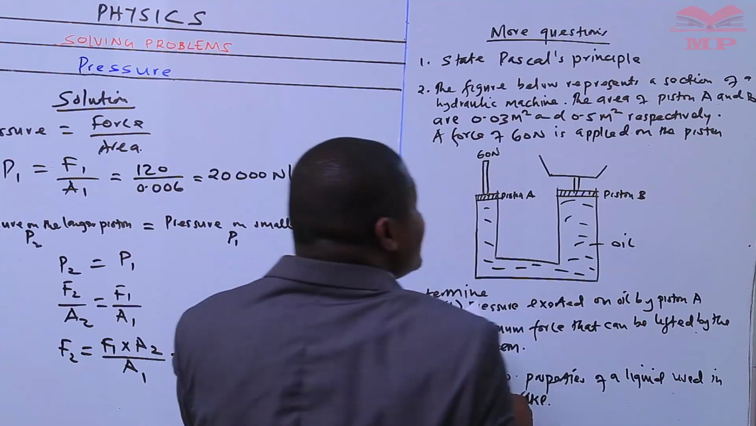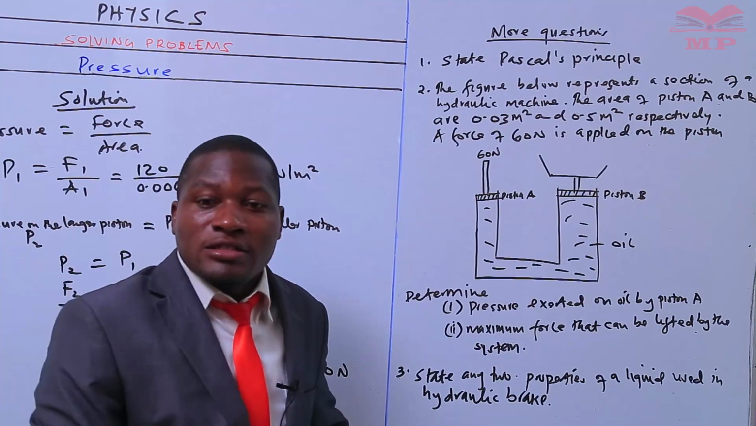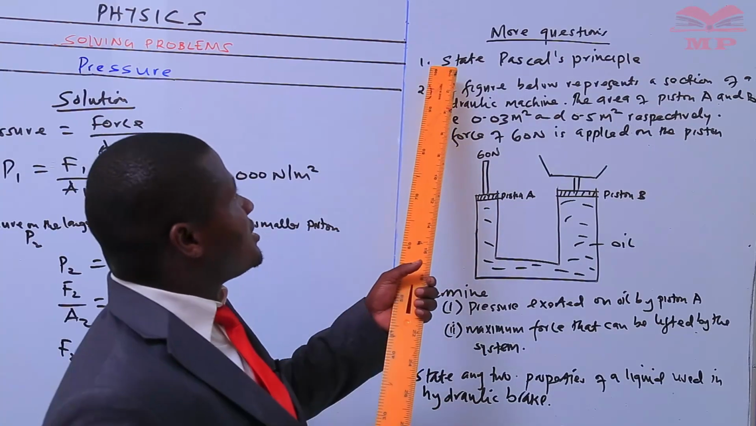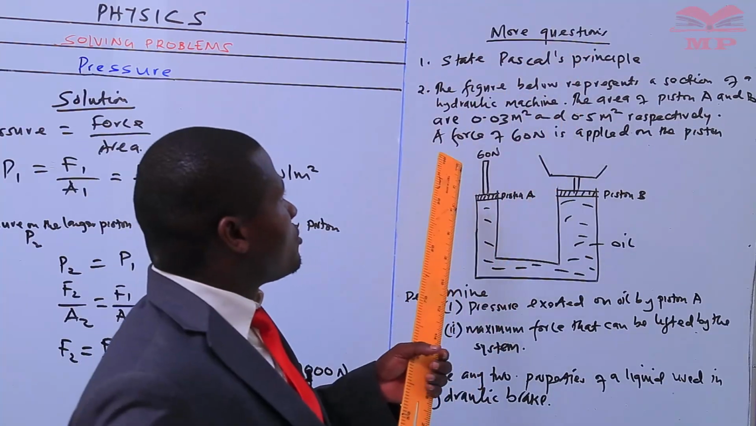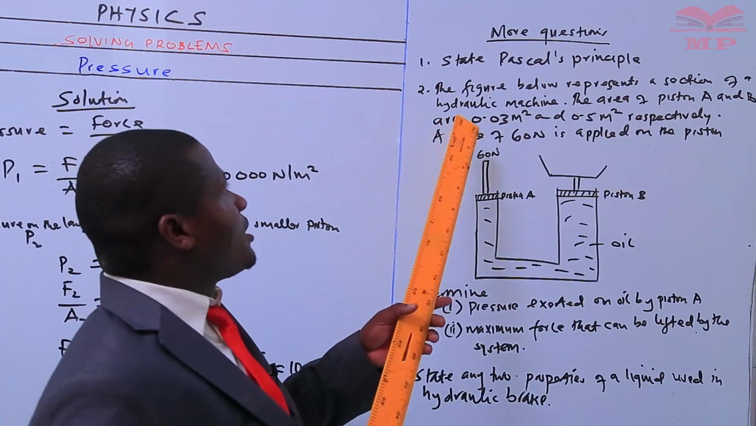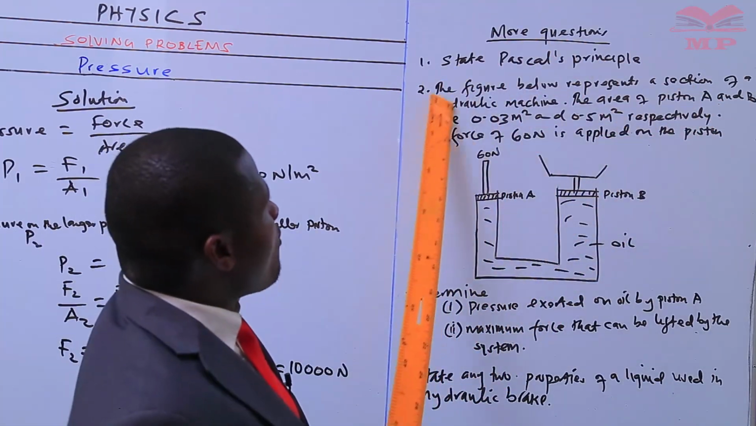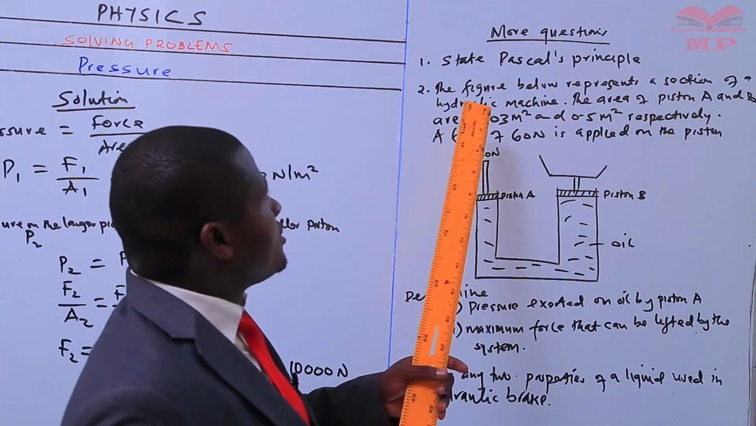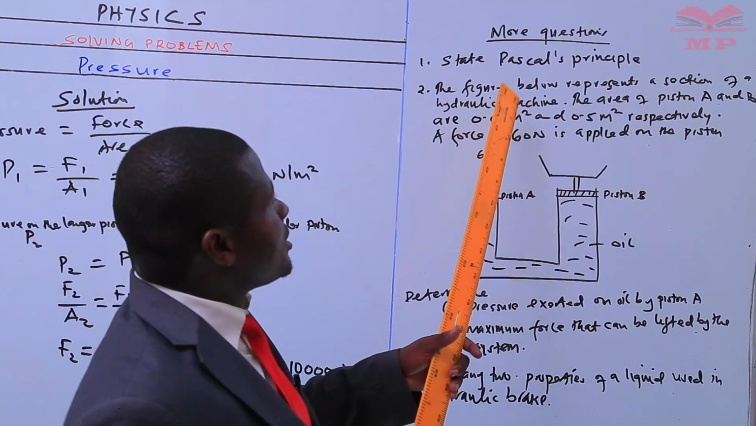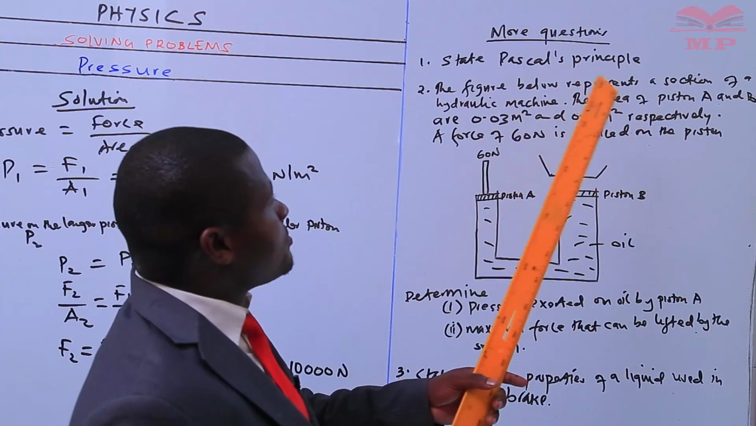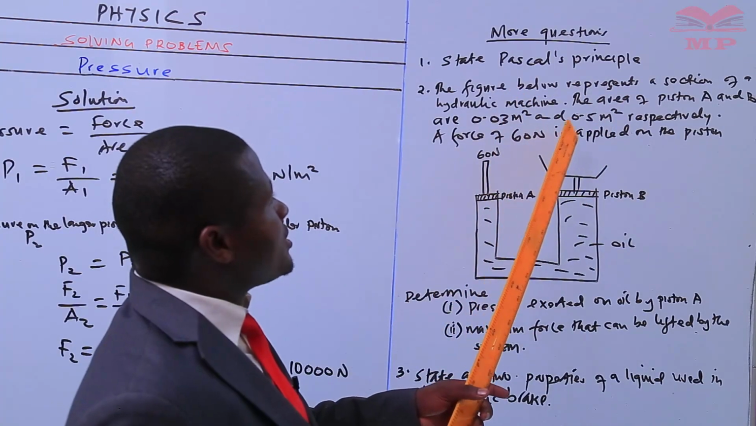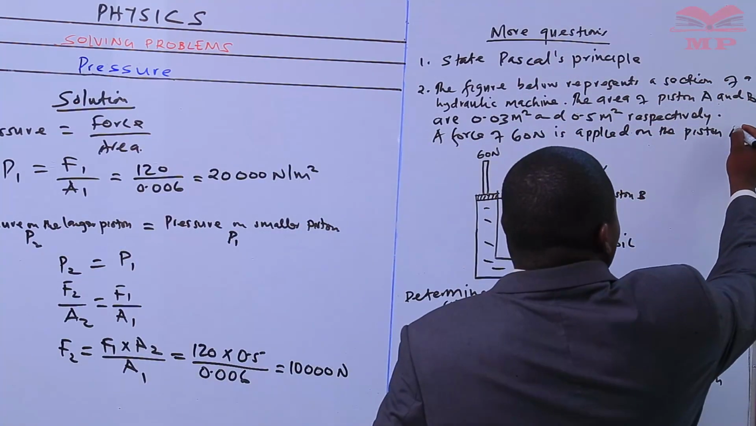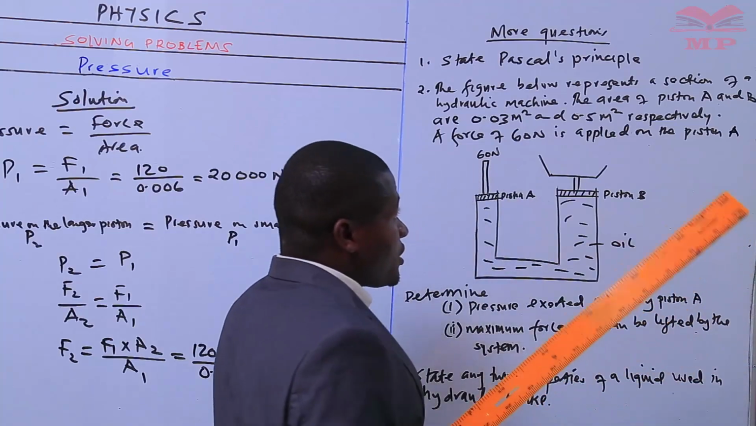These are the 3 more questions that I have prepared so that you can attempt. The first question is: state Pascal's principle. Then the second one: the figure below represents a section of a hydraulic machine. The areas of pistons A and B are 0.03 meters squared and 0.5 meters squared respectively. A force of 16 Newton is applied on piston A.